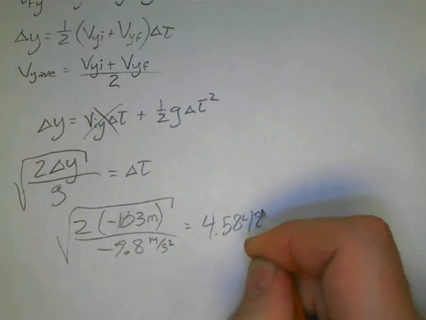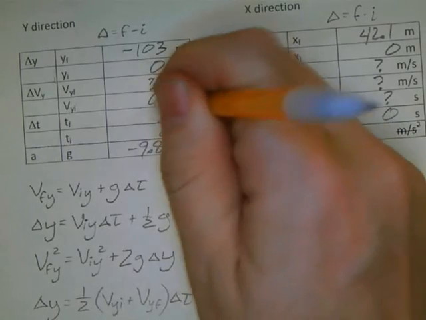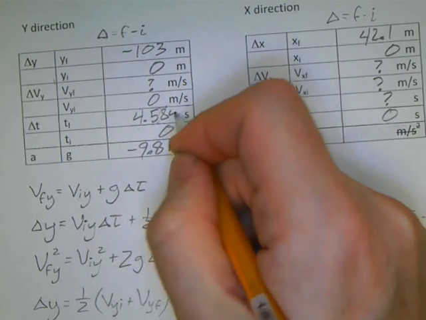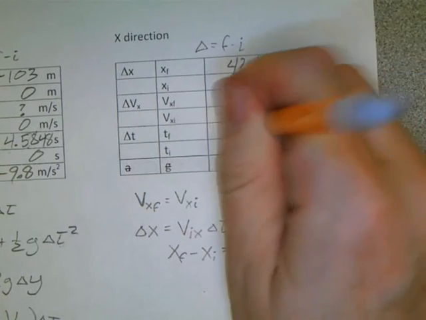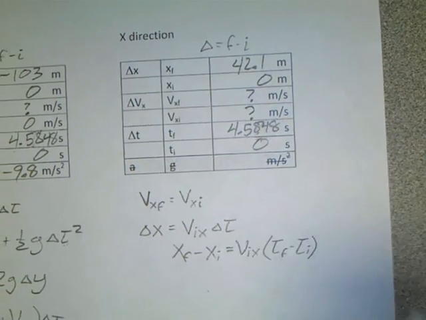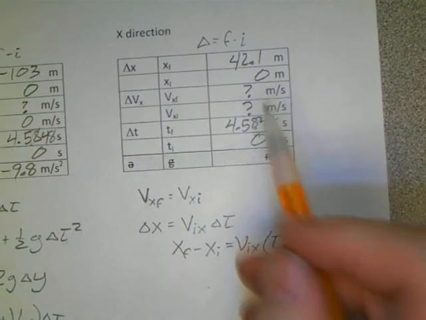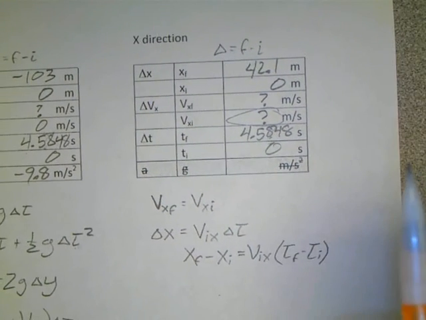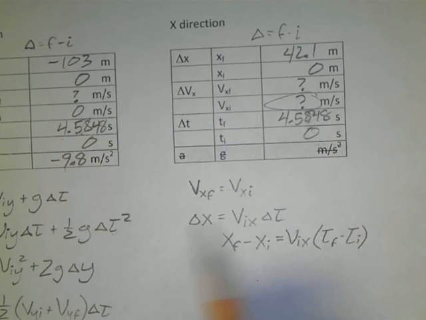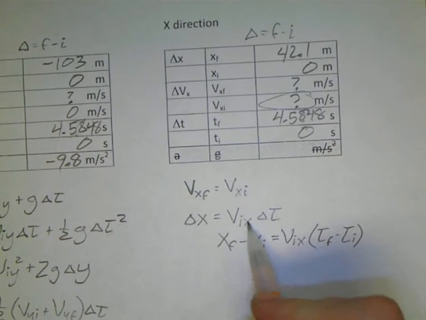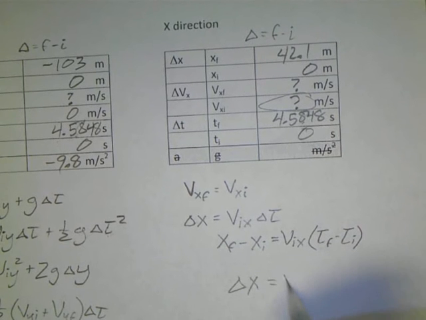So I can take that, plug it in to my time, 4.5848. And over here 2, same thing. And now we're going to try to find out what is the speed that it's rolled off the cliff at. I'm going to go after the velocity in the x direction initial. And the only equation I really have is this one, the delta x equals v initial x delta t. I'm going to solve that for my velocity. So divide both sides by delta t.